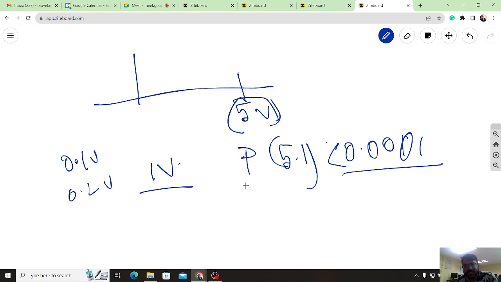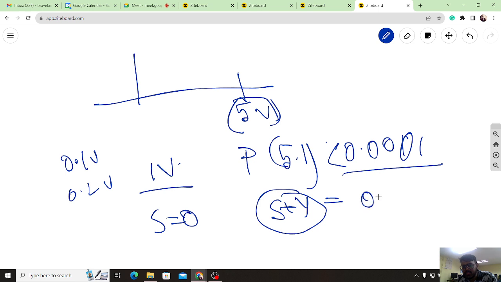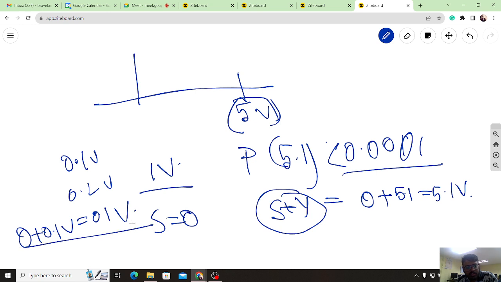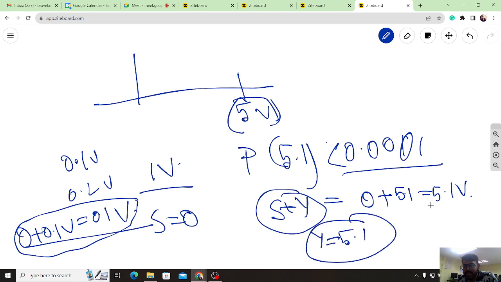Like, if noise exceeds 5.1 volt, then even if s equal to 0, the summation of s plus y, that is the received signal, is 0 plus 5.1, that is 5.1 volt. But if the noise is 0.1 volt, then 0 plus 0.1 is equal to 0.1 volt. So this does not exceed this 5 volt threshold. So in this case, the false detection will not happen. But if the signal is 0, but still the noise is 5.1 volt itself, in that case the output will be 5.1 volt, and in that scenario the false detection will happen.